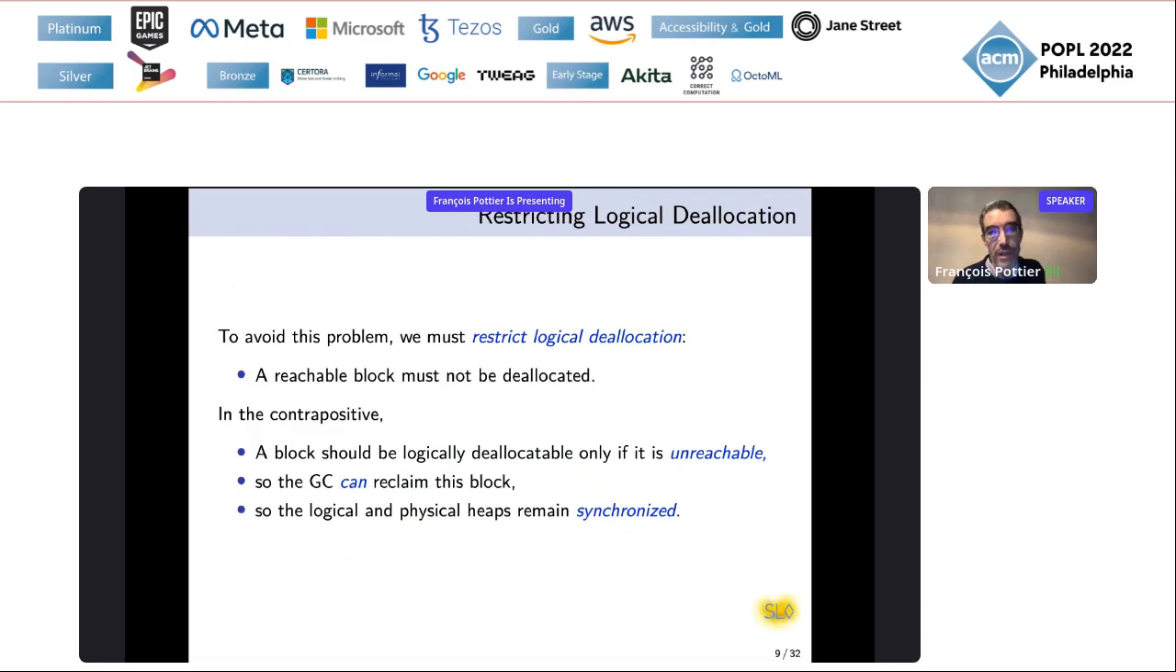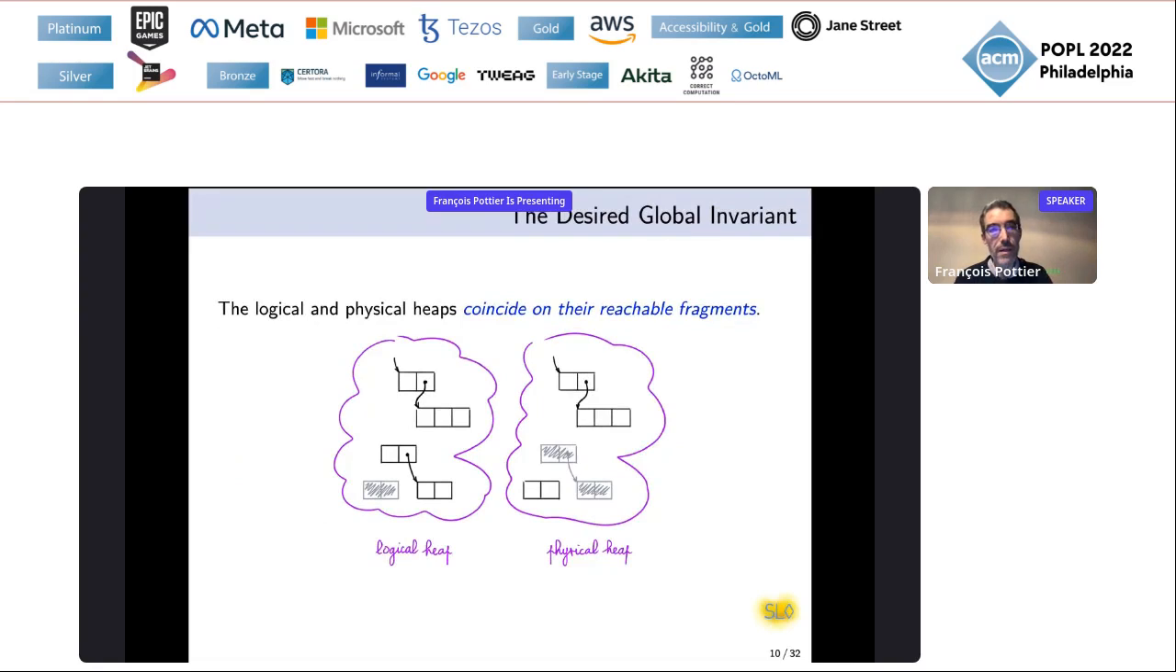We must not allow logically deallocating a reachable block. And in the contrapositive, this means the logical deallocation axiom should be applicable only to unreachable blocks, and then we will have the desired synchronization property. The invariant, or the synchronization property, that we will have is that the logical heap and the physical heap always agree on their reachable part. And this is a central invariant which explicitly appears in the proof of soundness of the logic.